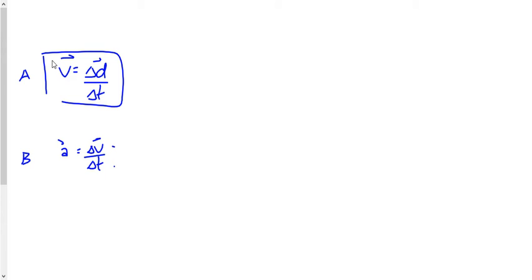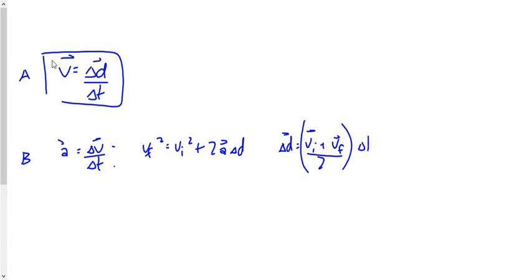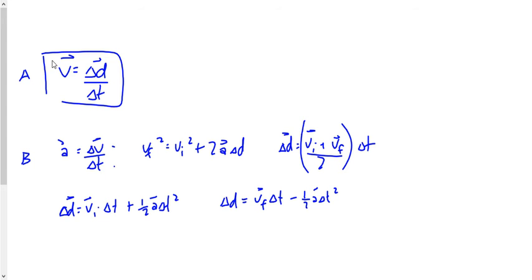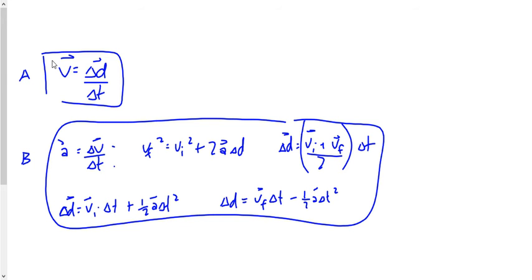We also have four other ones that we're allowed to try whenever we have an acceleration. Vf squared is equal to vi squared plus 2ad. We have delta d is equal to (vi plus vf) over 2 times t. And then, of course, we also have d is equal to vit plus 1/2 at squared. Don't expect you to memorize these. You got these on your data sheet. You can use your data sheet for a quiz or for a test. You also have d is equal to vft minus 1/2 at squared.